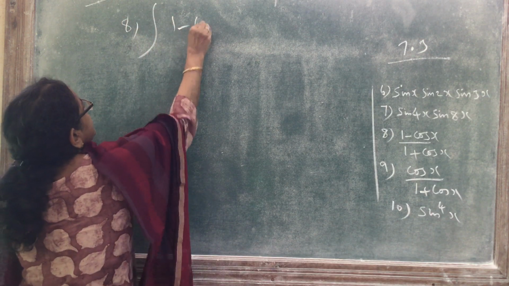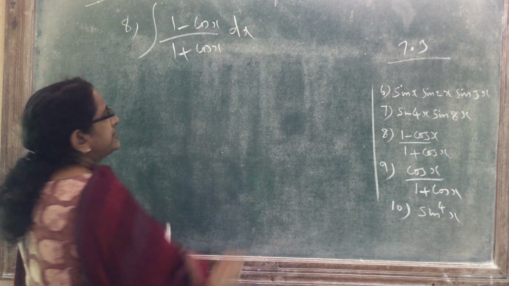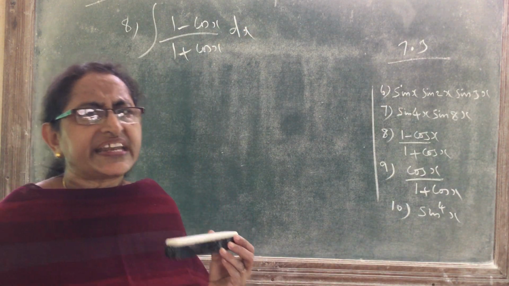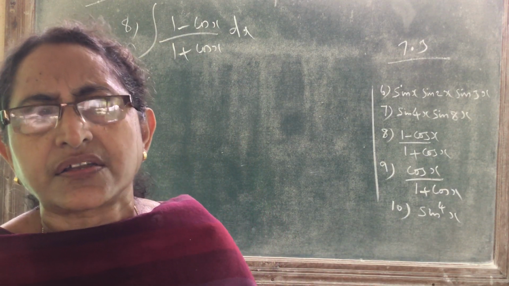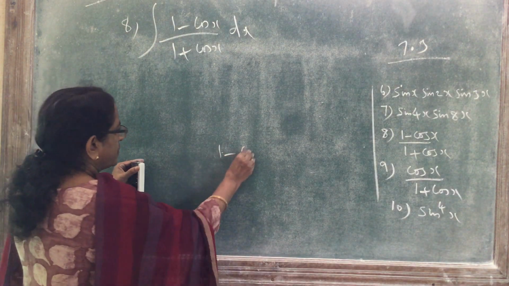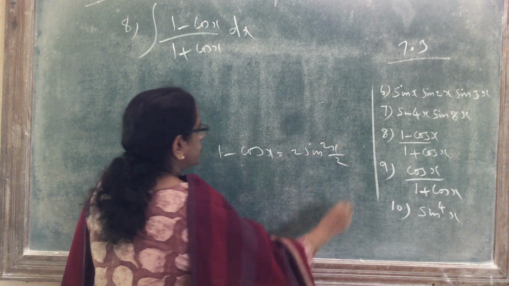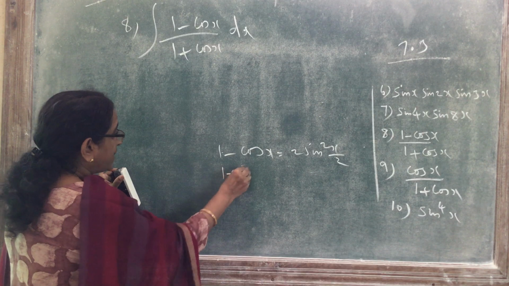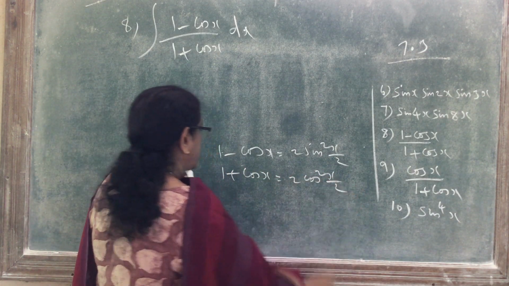Integral of 1 minus cos x by 1 plus cos x dx. See, do you remember any identity for 1 plus cos x? Do you know any formula? 1 minus cos x is 2 sin square x by 2. And what is 1 plus cos x? 2 cos square x by 2.